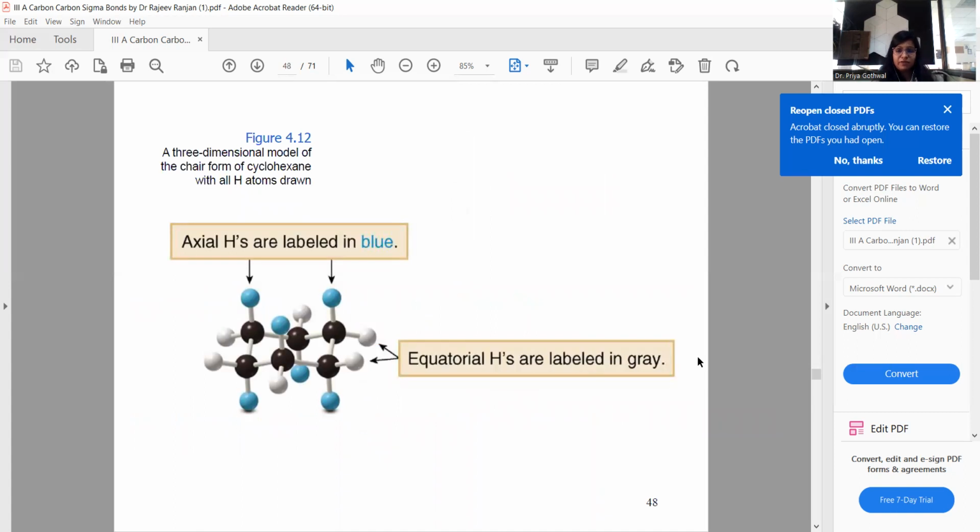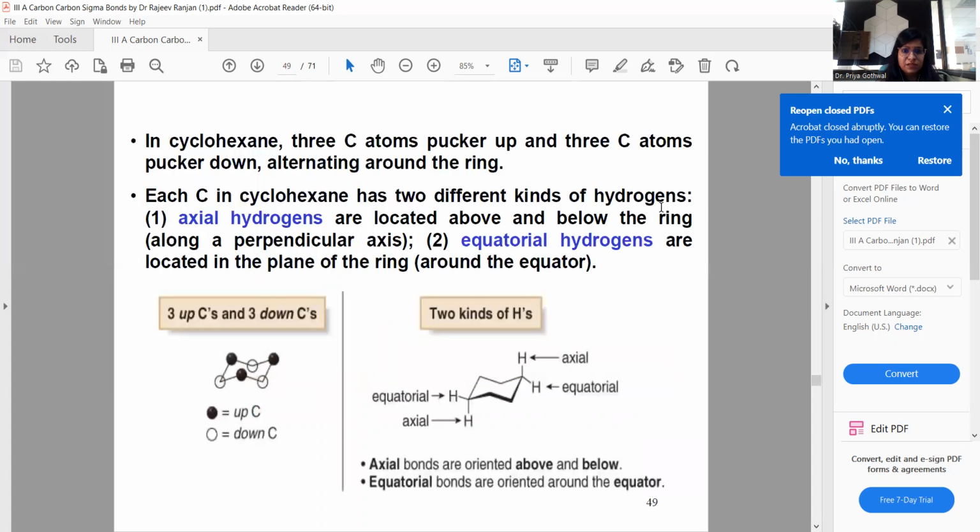And one additional example of this: the 3D model of the chair conformation of cyclohexane with all hydrogen atoms is drawn below. Here the axial hydrogens are labeled in blue. We can see like this. And the equatorial hydrogens are labeled in gray. Here we can see that is the difference between them.